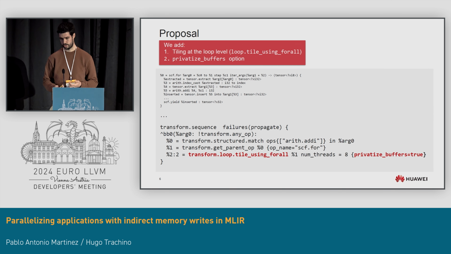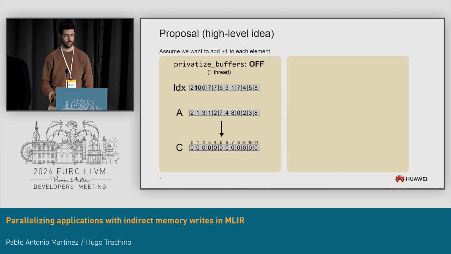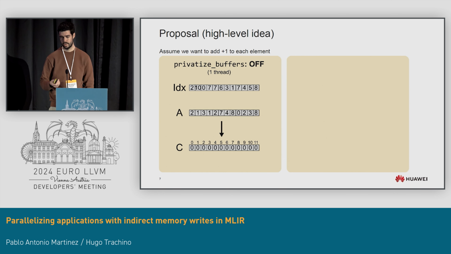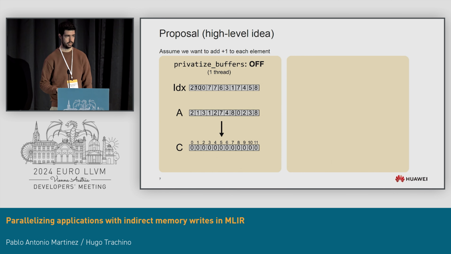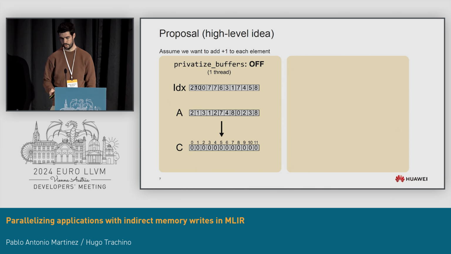So here we are going to see an example of the code that I showed you before and how this would work with only one thread. Here we have the first array, which stores the indexes, and the second array A, which stores the data that we want to compute. In this example, we are going to iterate over the data, and we are going to add 1 to each of the elements. So for the first case, we need to go to index 2.